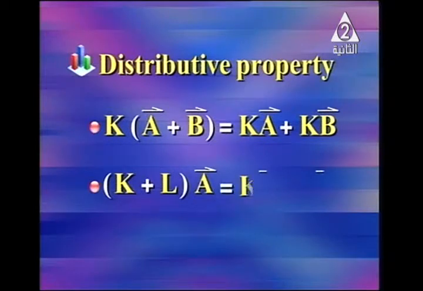Look, student. When we multiply the bracket containing K plus L times A vector. Remember, K and L belong to real numbers, but A vector belongs to R3. What do you mean by R3? Yes, 3 dimensions, has 3 components, AX, AY, AZ. Then we distribute: K multiply A plus L multiply A.